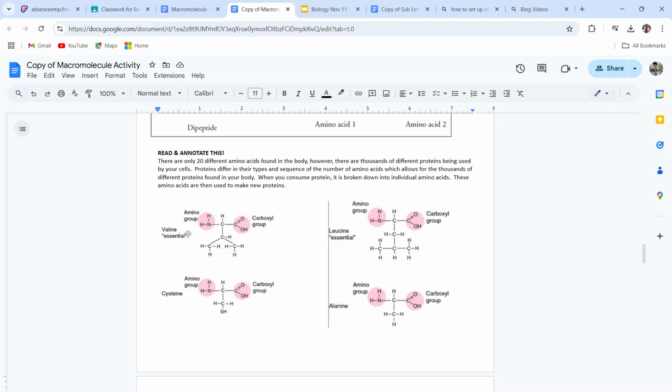Now I want to make note about how we can identify amino versus the carboxyl. The amino group has nitrogen. The carboxyl has carbon double bonded to oxygen. So if you are trying to identify the amino group, look for nitrogen. And if you're trying to identify the carboxyl group, look for carbon that is double bonded. It has 2 lines to an oxygen atom.